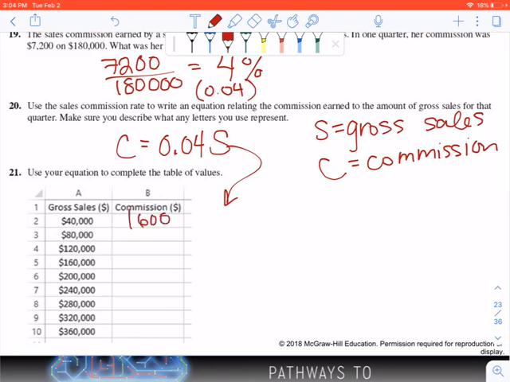I got 1,600, 3,200, 4,800, 6,400, 8,000, 9,600, 11,200, 12,800. So this is her commission for each of these sales, and 14,400.